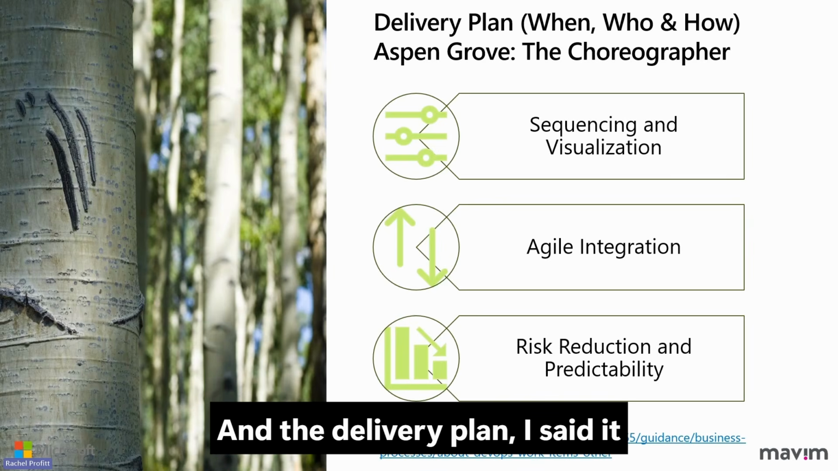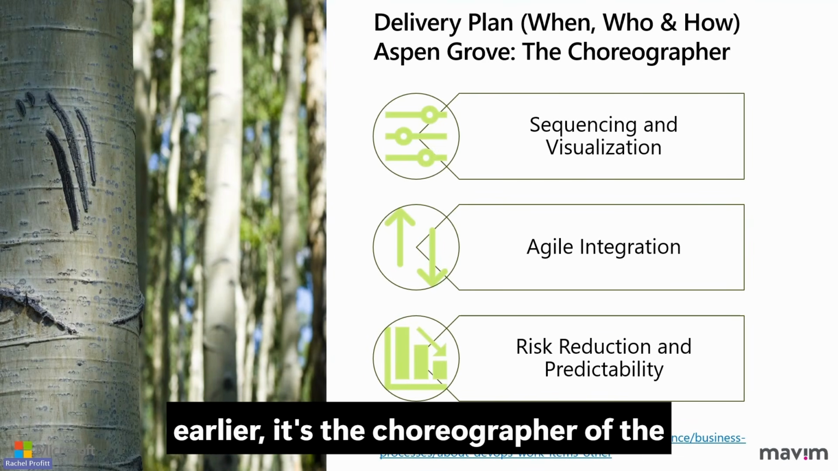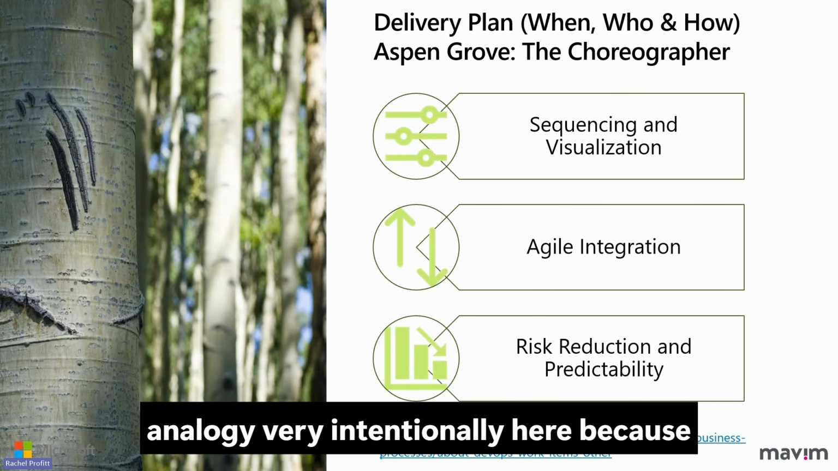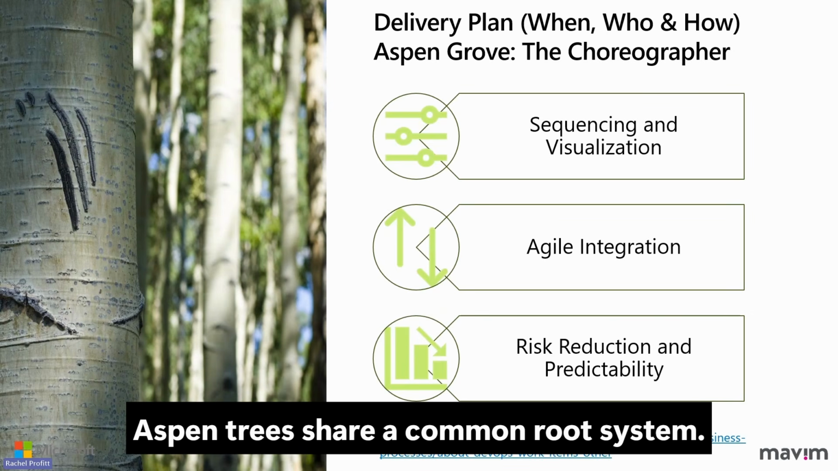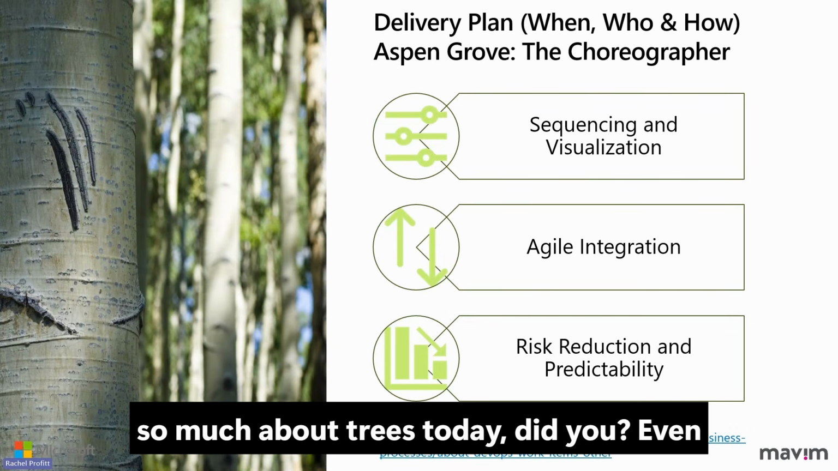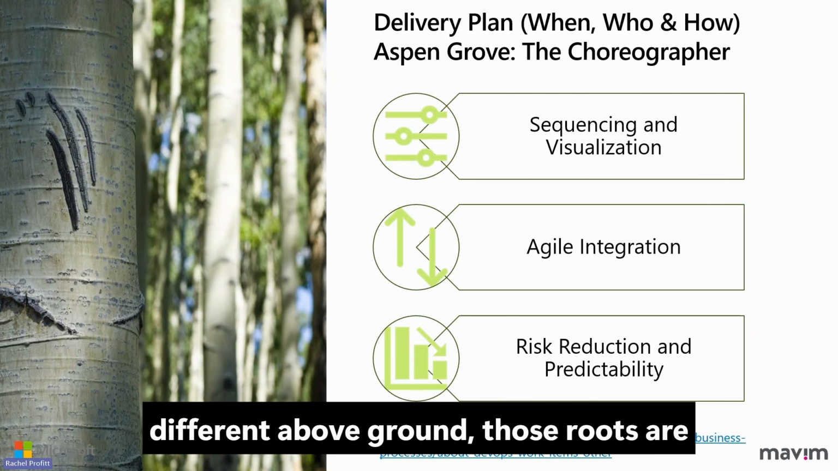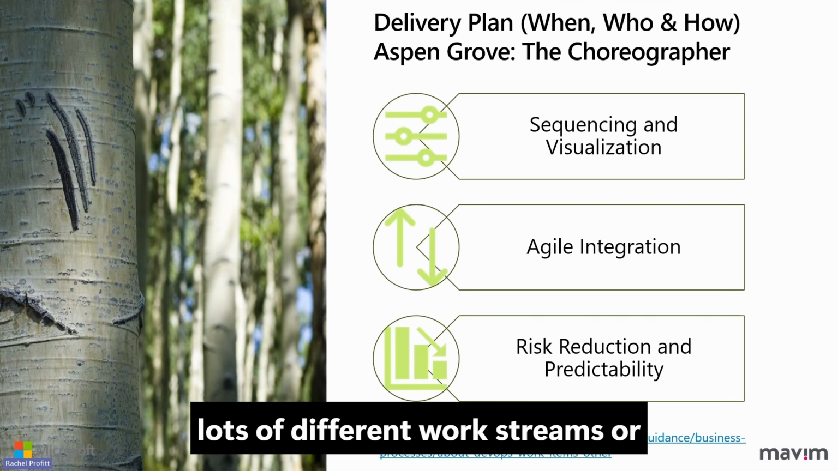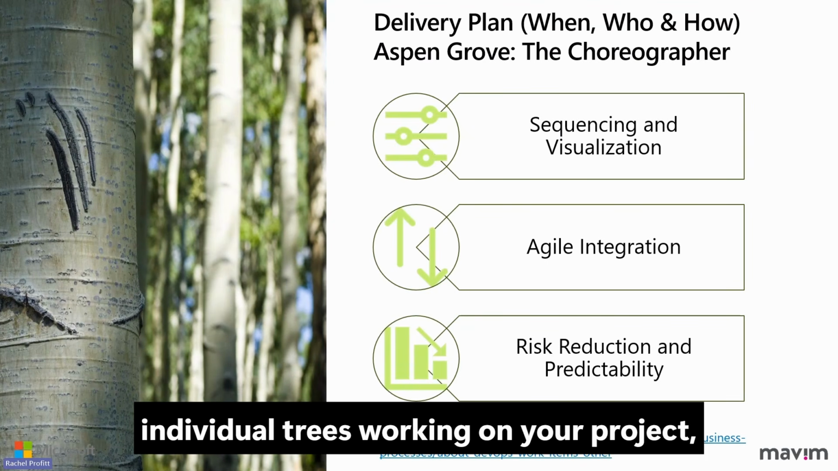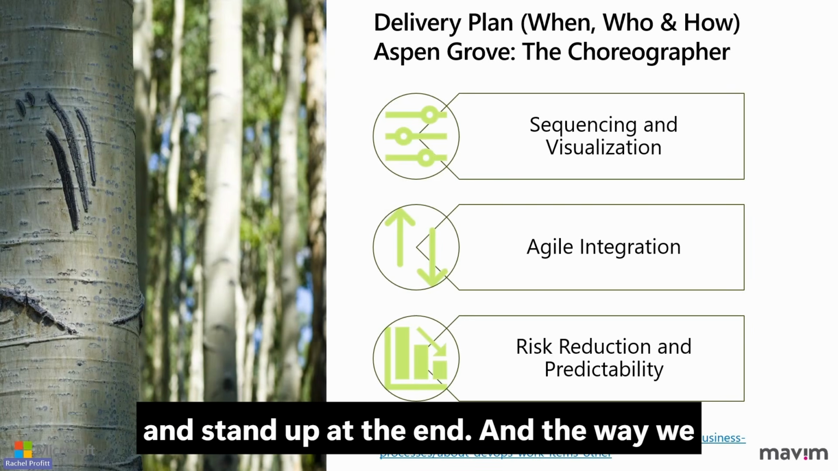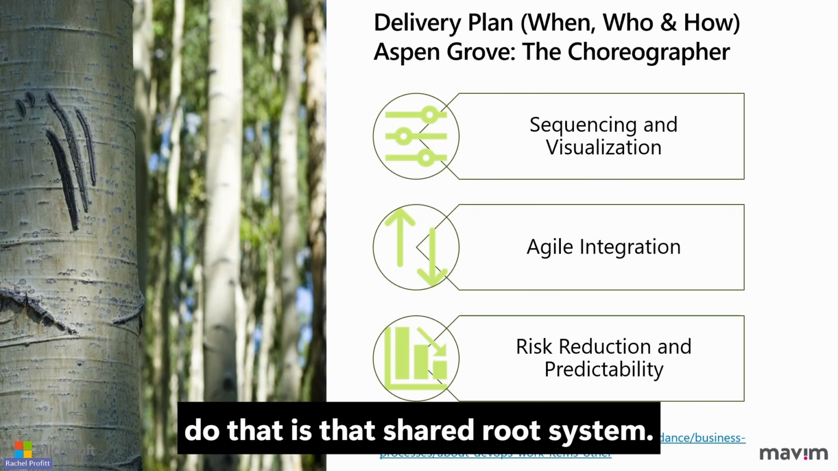The last tree is the delivery plan. And the delivery plan, I said it earlier, it's the choreographer of the model. We use the aspen grove analogy very intentionally here because aspen trees share a common root system. You didn't know you were going to learn so much about trees today, did you? Even though each tree looks a little bit different above ground, those roots are shared. And that's exactly how the delivery plan should work. We might have lots of different work streams or individual trees working on your project, but the whole thing has to work together and stand up at the end. And the way we do that is that shared root system.